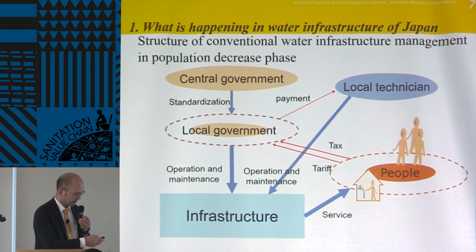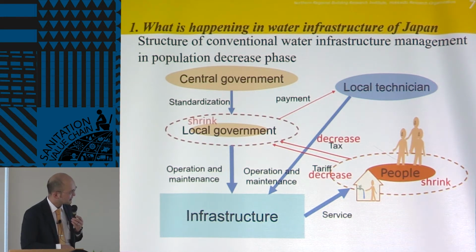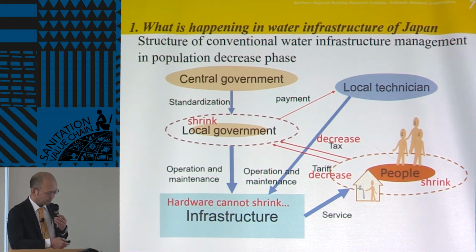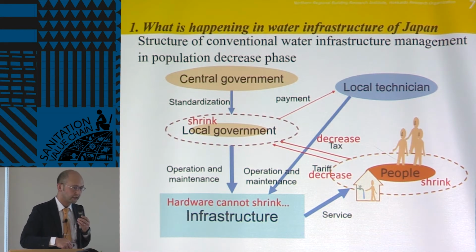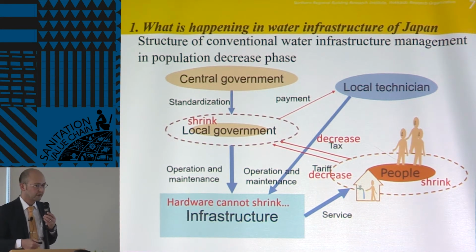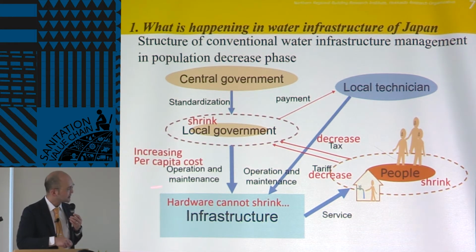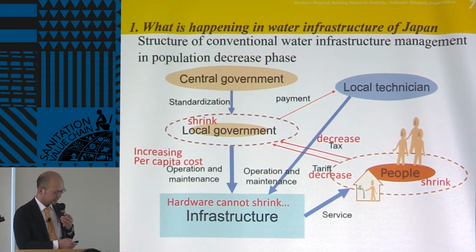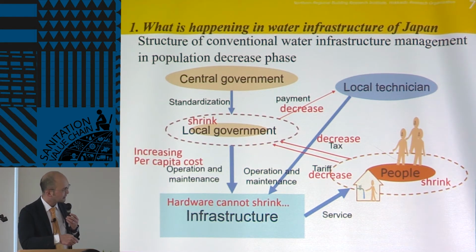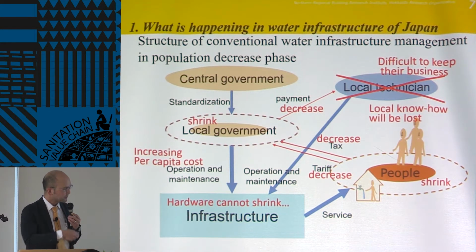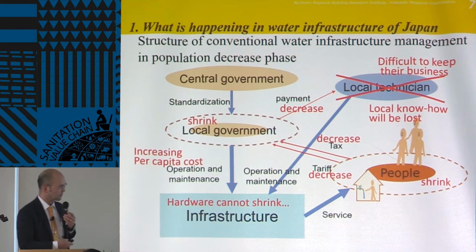But the infrastructure hardware cannot shrink. So that's why it leads to increased per capita cost. Then it decreases the payment for the local technician, and they cannot keep the business. So this kind of negative spiral occurs.